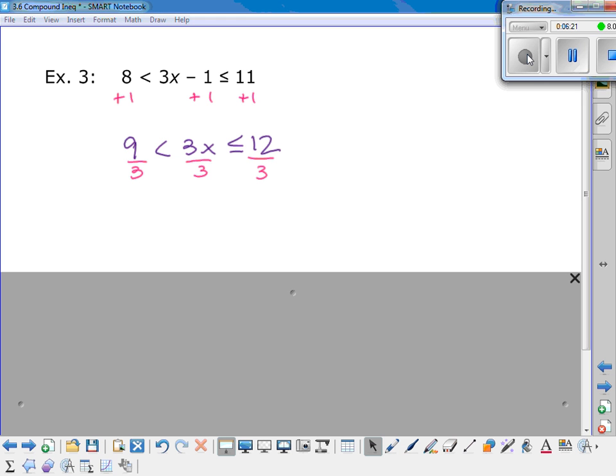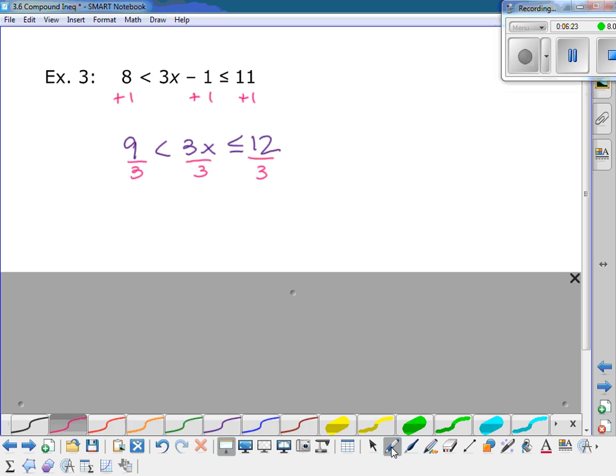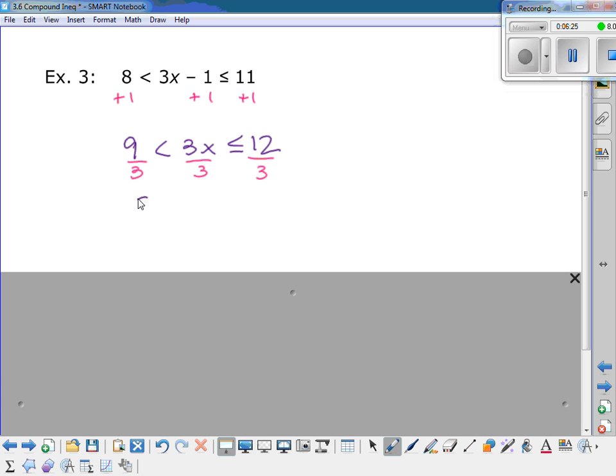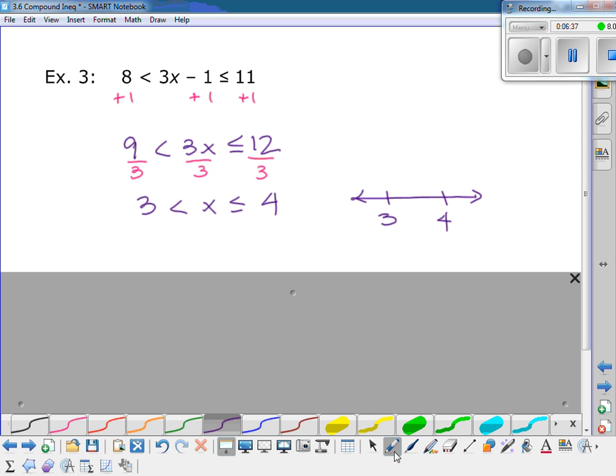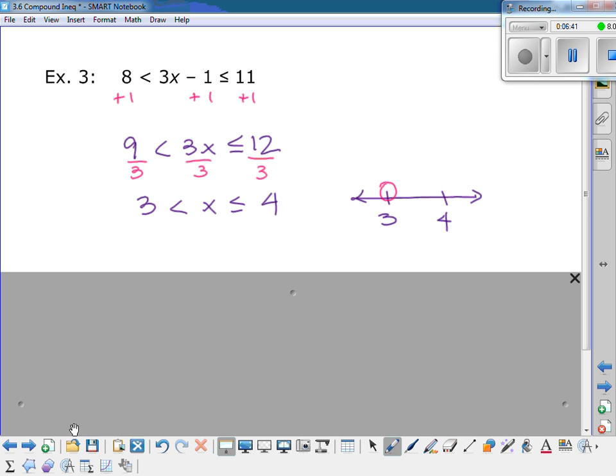All right, so then when we divide, we get 3 is less than x, which is less than or equal to 4. So what kind of circle is going to be on the 3? Open circle on the 3. What about the 4? Closed circle. And so that's what the graph should look like on that one.